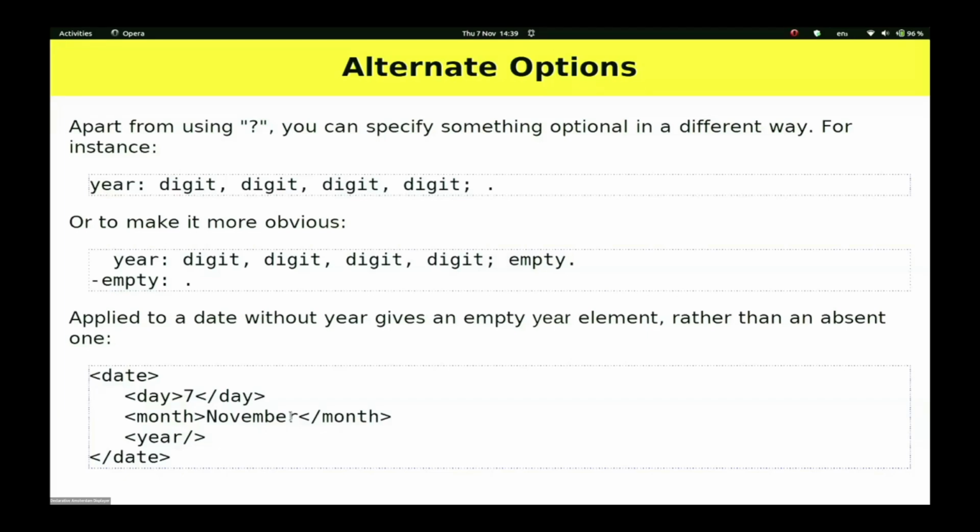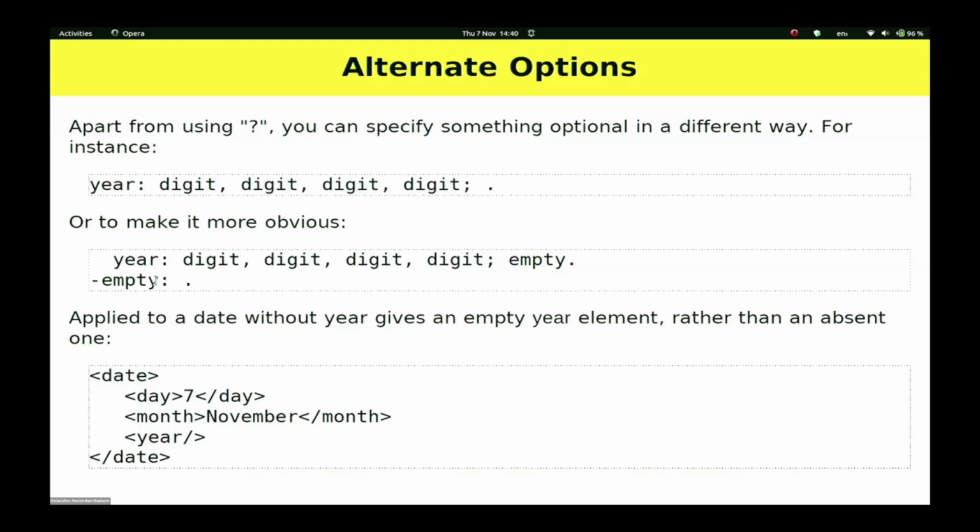So this is what I promised earlier. Apart from using question mark, you can specify something's optional in a different way. This might not be very visible here, but here we've got an empty alternative. So this says a year is either 4 digits or nothing at all. But if you wanted to make it more obvious, then you could actually say that empty and then give a rule for empty, which is literally empty. So this means that you accept either 4 digits or nothing at all for the year.